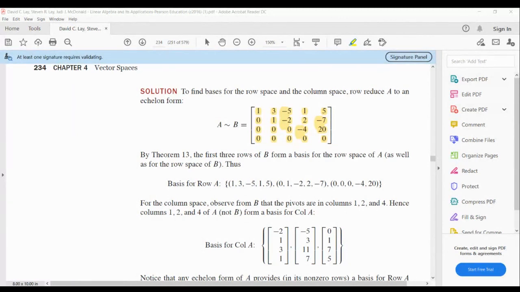So when you row reduce the matrix A to echelon form, which is what matrix B is, you identify 3 pivot columns, columns 1, 2, and 4. That means the basis for the column space of A would be the column vectors in the matrix A that correspond to the pivot columns. So the first column, second column, and fourth column of the matrix A form a basis for the column space of A.